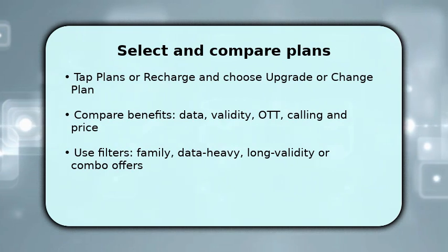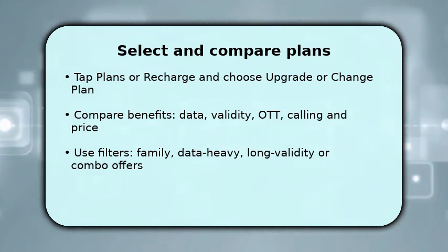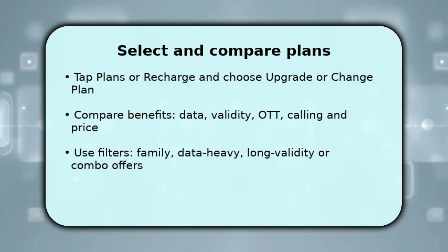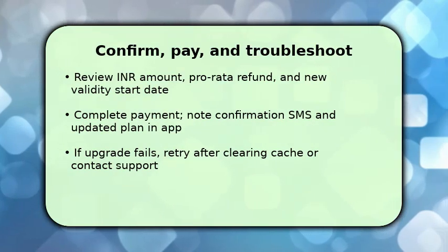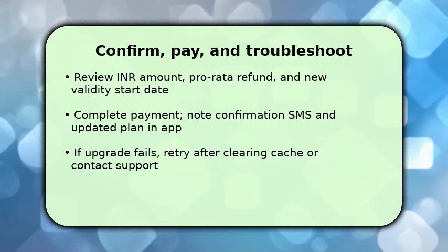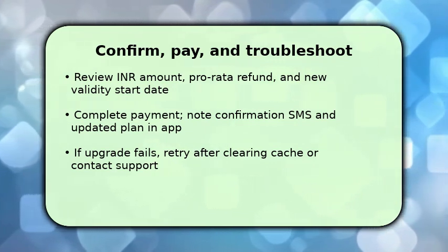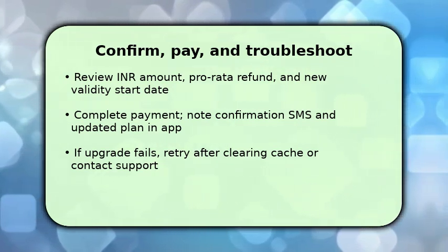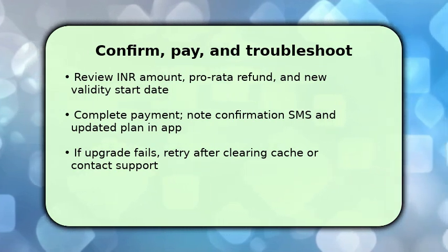If unsure, preview benefits and total cost before confirming. This prevents surprises at checkout. You finalize by reviewing the INR charge, any prorated refund, and the new validity start date. Confirm these are acceptable. Then complete payment using the prelinked method.